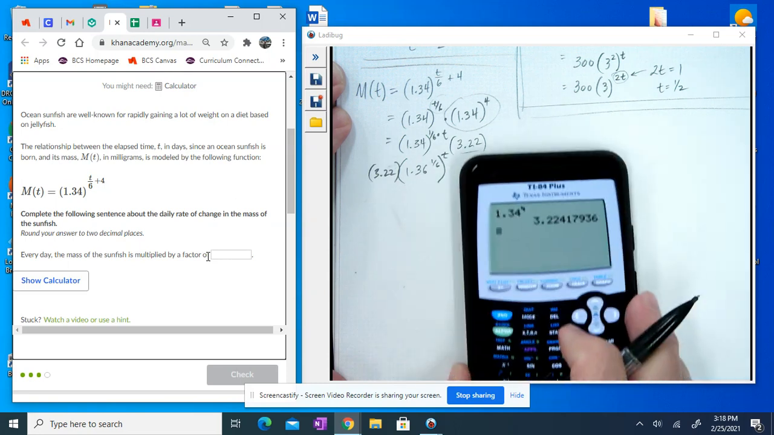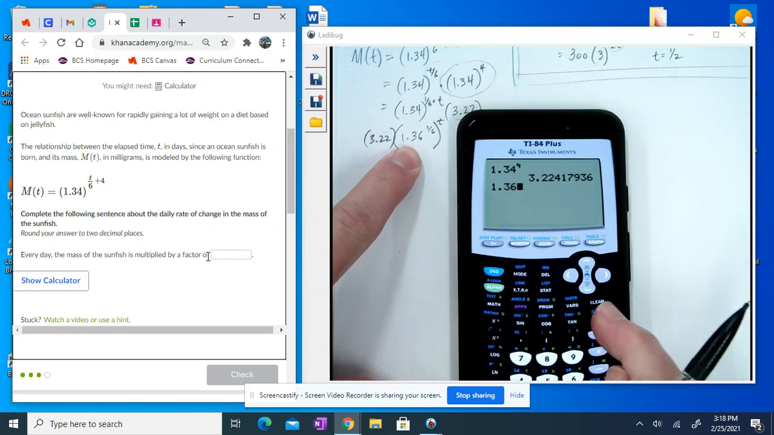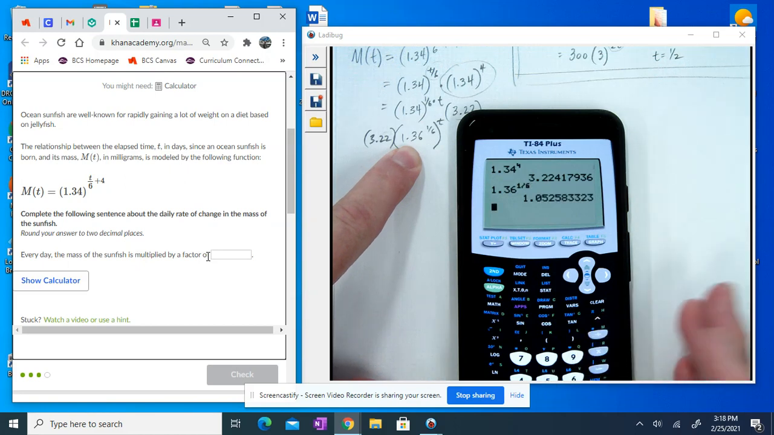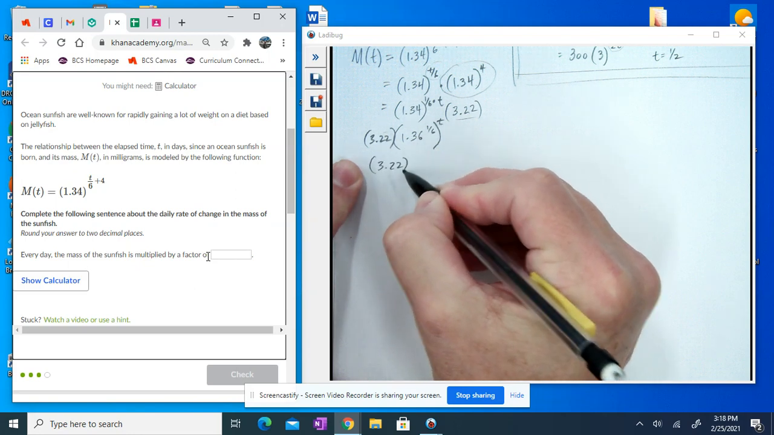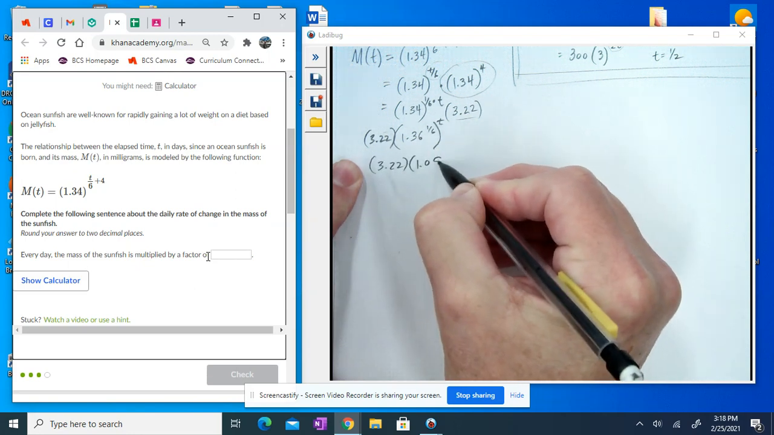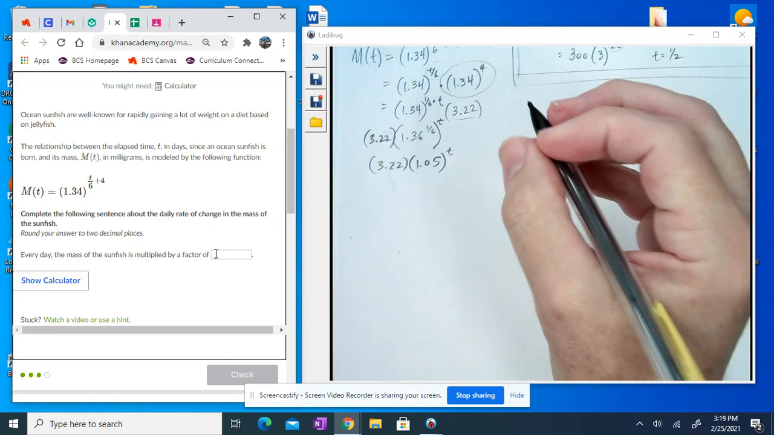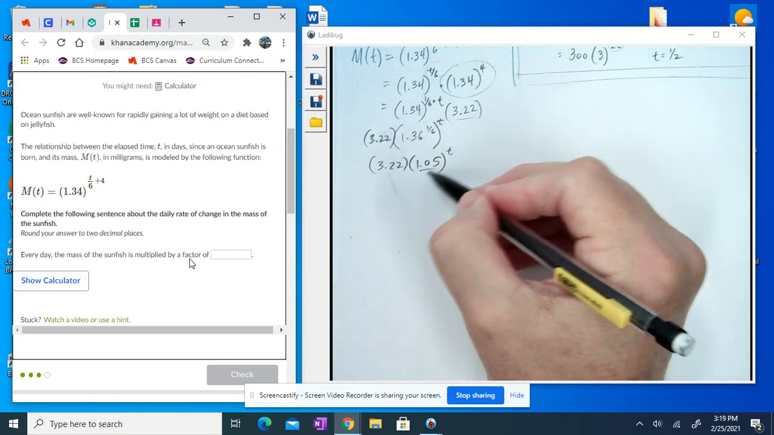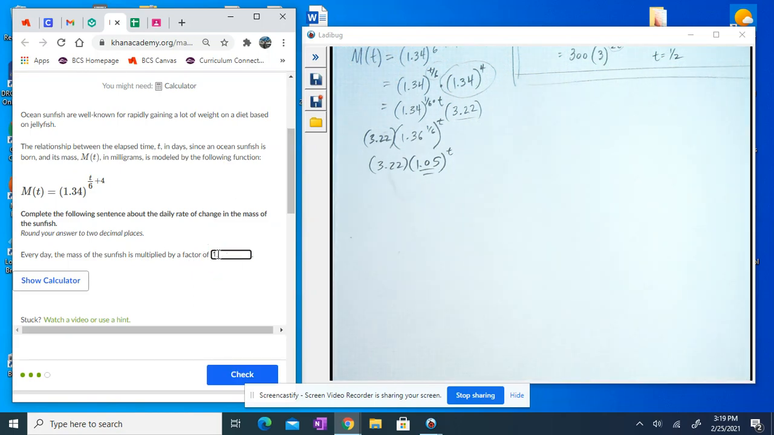All right, so now I just need to raise that to the 1/6 power. So 1.34 raised to the 1/6 power is about 1.05. So this would be 3.22 times 1.05 raised to the t. Okay, so now we can see that it's being multiplied by a factor of 1.05. So I'm just going to put in 1.05. Okay, and that's it.